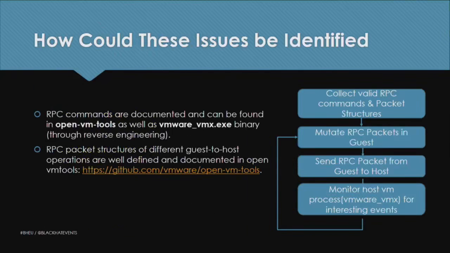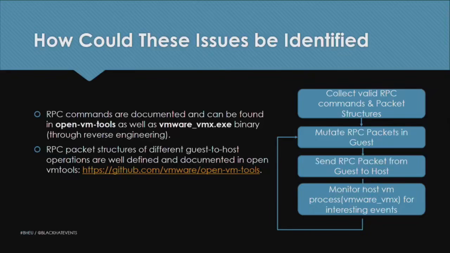Now the question is how these issues could be identified, and how in future we can find similar issues in VMware Workstation. What we can conclude here is that to audit these RPC command handlers, we need basically four things. We need some valid RPC commands, a valid RPC packet structure, a way to send RPC commands from guest to host, and a monitoring engine in the host to monitor interesting events that occur inside the host process.